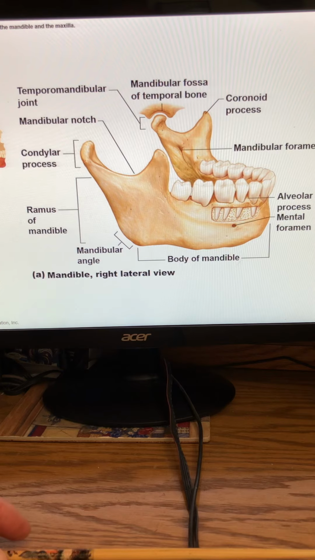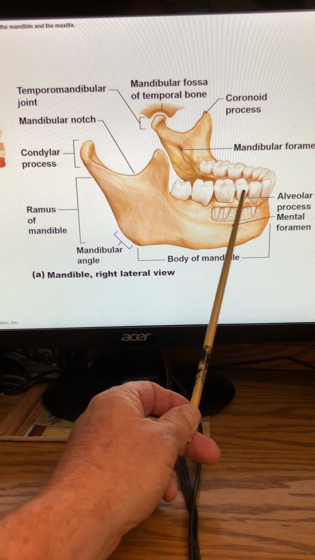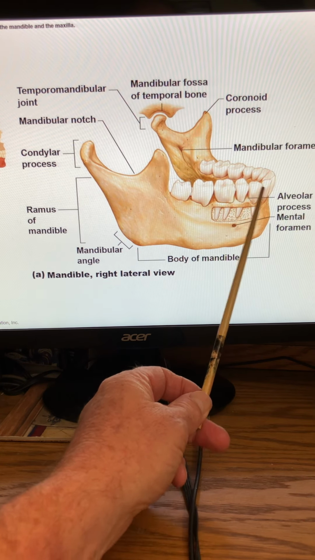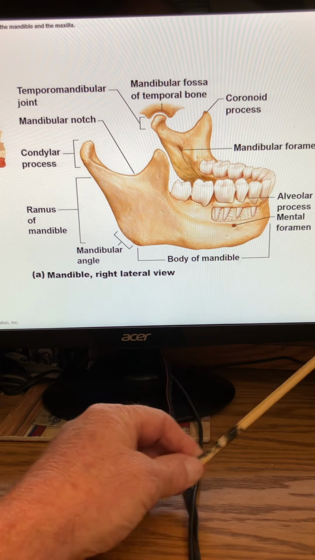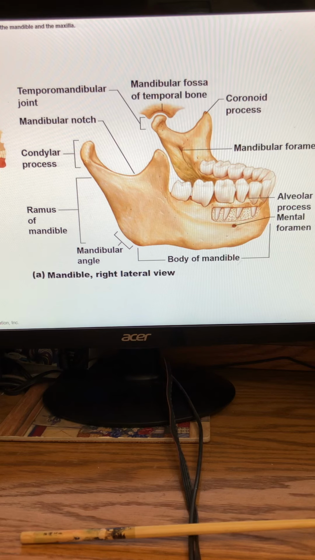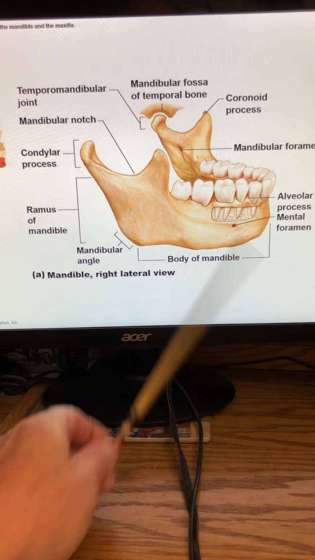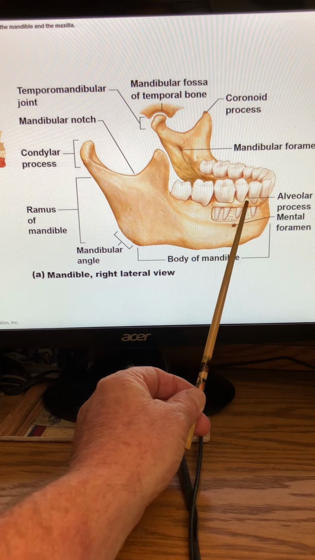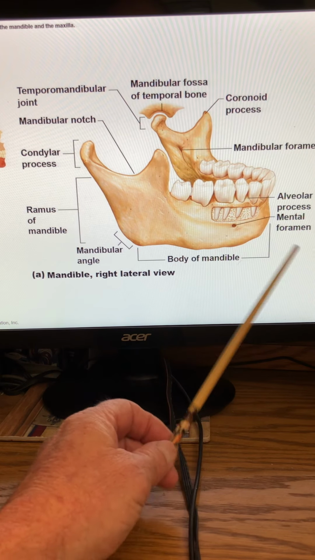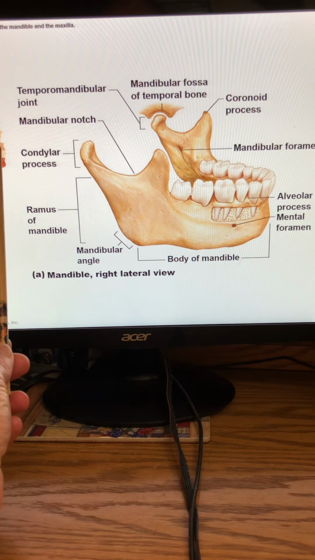The last thing that we have on this are your teeth. So if you take each one of these teeth out, there would still be a hole in the bone, which is called the alveolus, or the socket, and the plural is alveoli. The alveolar margin is the bony margin that would surround the tooth, and you can kind of see it going up and around and all of that. And the same thing is going to happen in the maxillary bone.